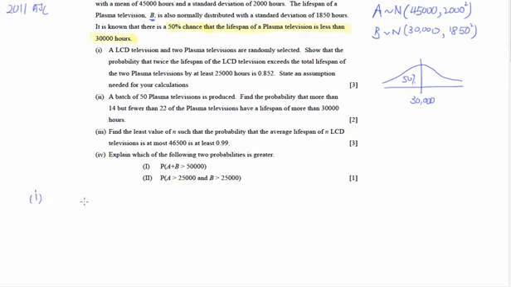Okay, so based on the information we know, we are talking about 2A. Okay, twice the lifespan of the LCD, which is A. So twice refers to multiplying by 2. So we will get 2 multiplied by 45,000. And of course for the variance, we will take 2 squared multiplied by 2,000 squared. Okay, so our 2A will follow a normal distribution with, from our trusty calculator, 90,000.